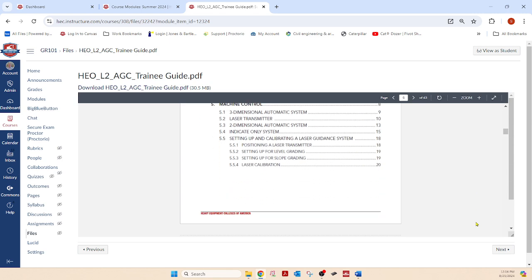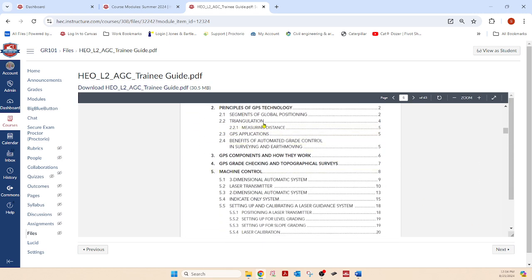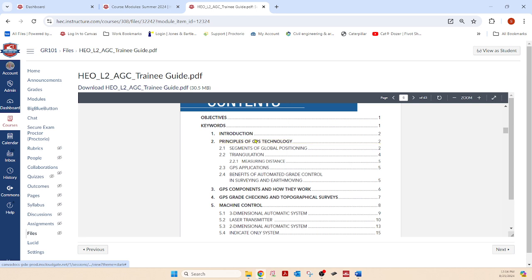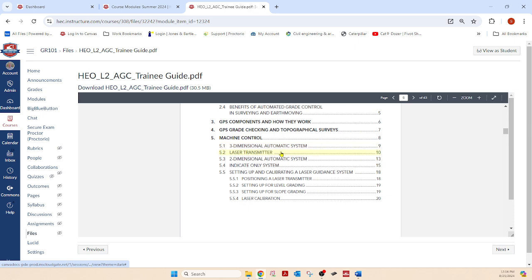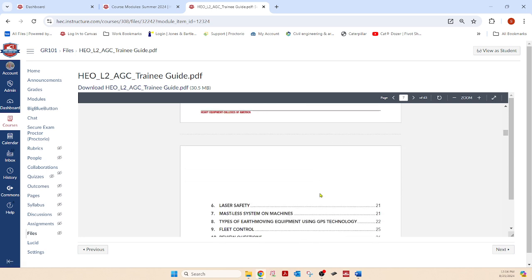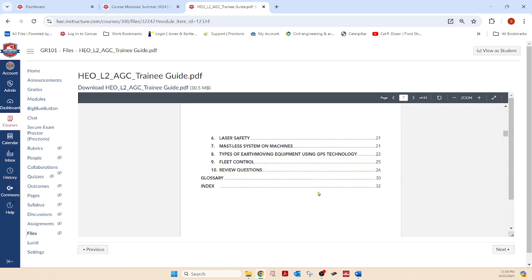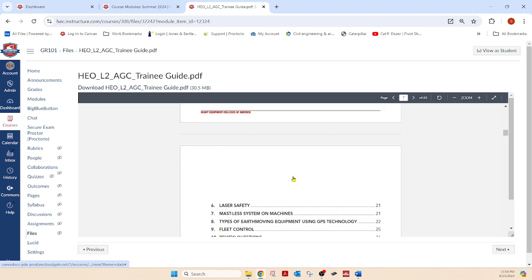The first thing I would like for you to do is just here's the triangularization. Here's some principles, and we'll go to them as we go through here. Automated system, the dimensional automated. I can't teach this from this content. Transmitter, all of these things. From this, I have picked out test questions. So it has some review questions. Those are helpful.